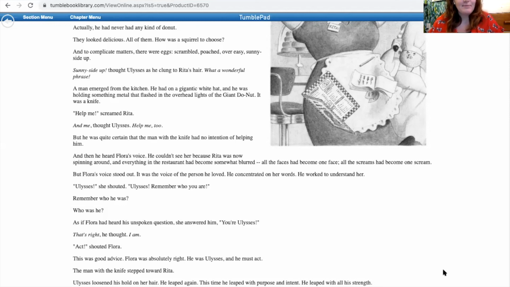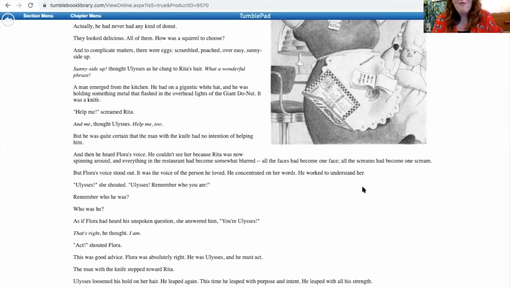The man with the knife stepped toward Rita. Ulysses loosened his hold on her hair. He leapt again. This time, he leapt with purpose and intent. He leapt with all his strength. He flew. And that is the end of chapter 30.